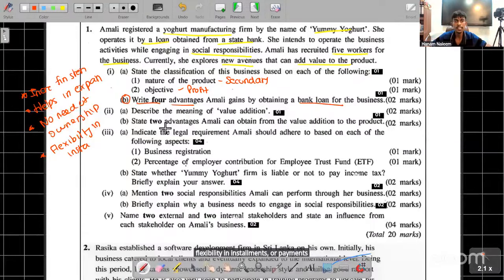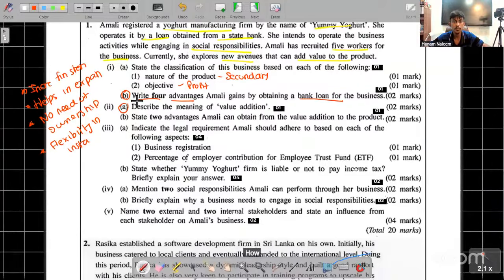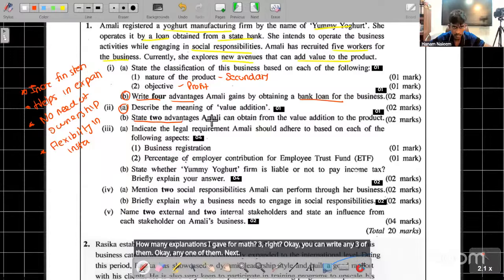Fine. Describe the meaning of value addition. I already explained this to you all. How many explanations did I give for value addition? Three, right? You can write any one of them. Next, state two advantages Amali can obtain from value addition. So what's the advantage of value addition?